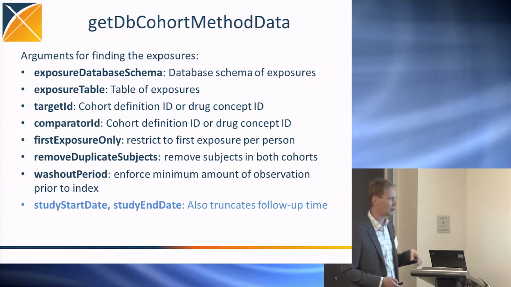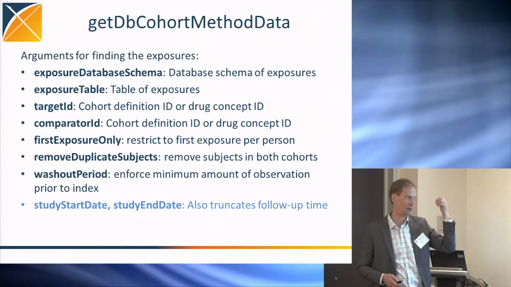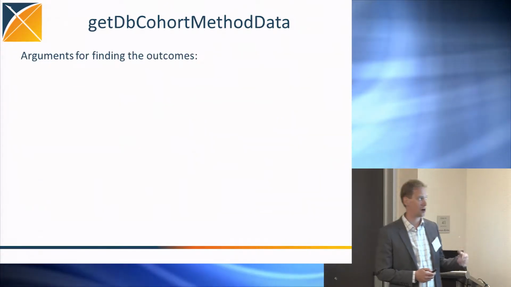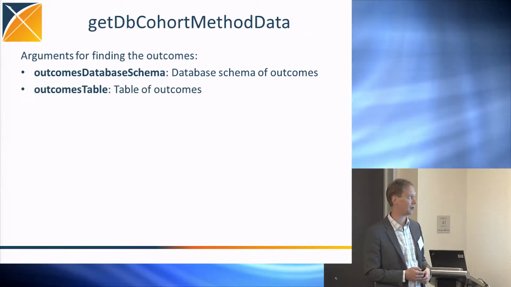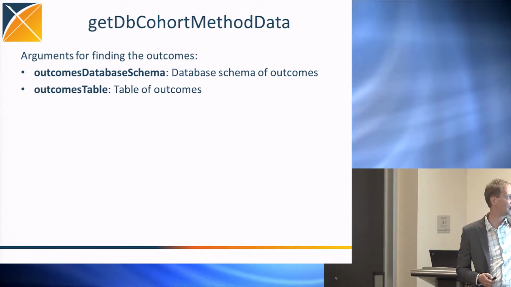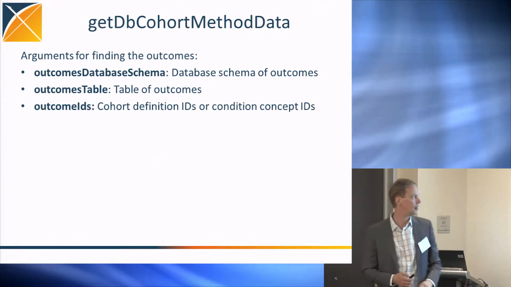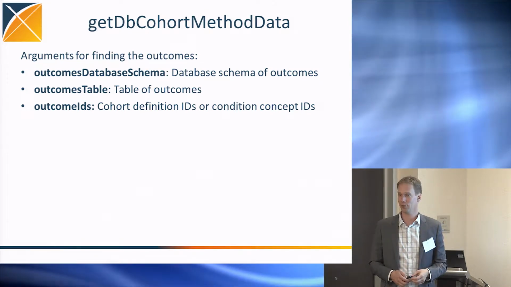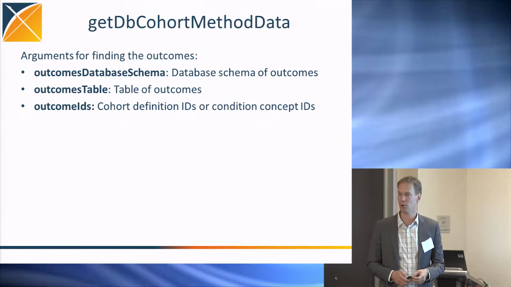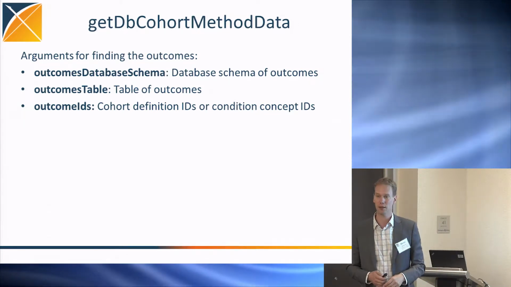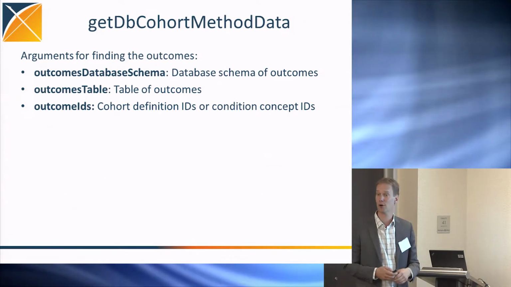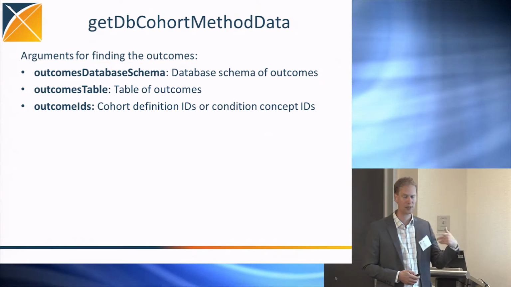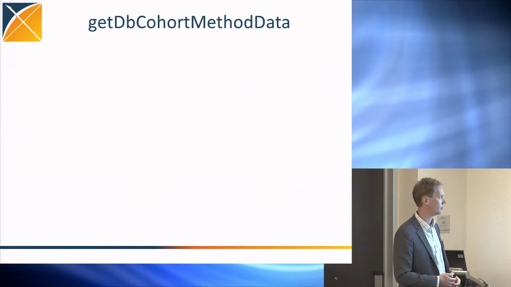All right. Also, some arguments for specifying study start date and end date that allow you to truncate follow-up time. So next we have arguments for finding the outcome. We have a database schema for that and a table. Again, this could be your CDM schema, and the name of the table could be the cohort table. And your outcome IDs is one or more, could be many, cohort IDs for your outcome cohorts. In this case, we only have one, the GI complications. But if we were to include a set of negative controls, we might have maybe 50 or more, and it will fetch data for all those outcomes at once.